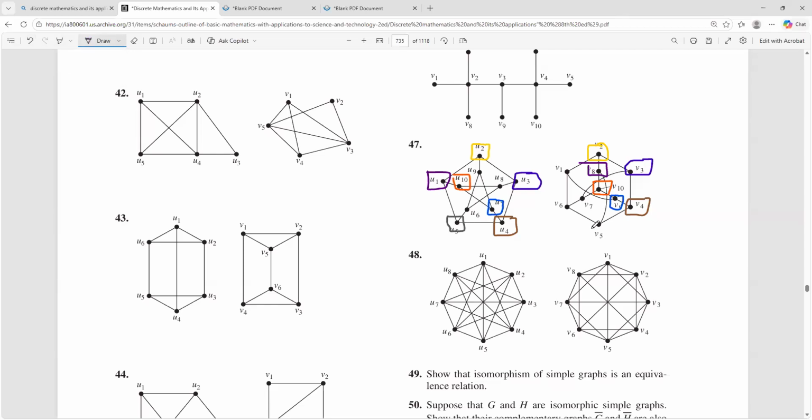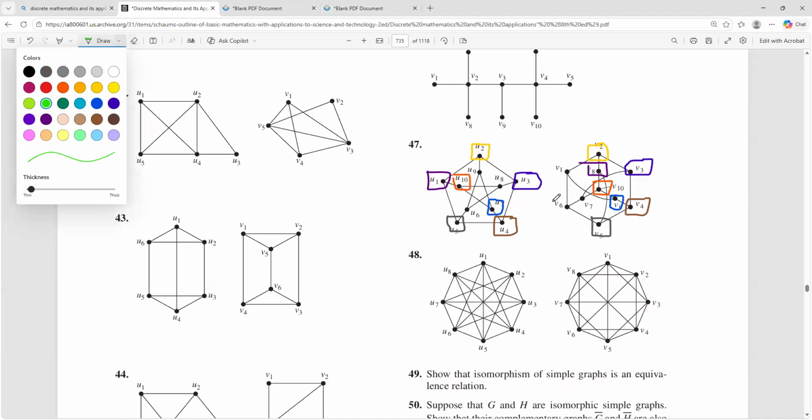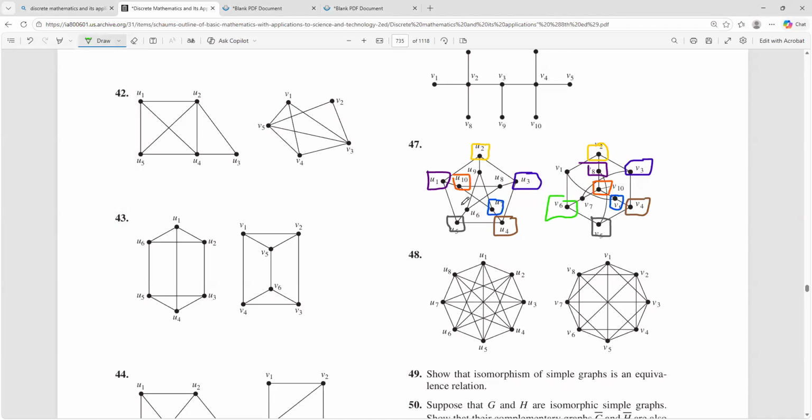So that's gray. That means V5 is gray. U gray, U6. V5 brown. So the other thing, 8. So U6 needs to be connected to V6, U6. Boom. Okay, we're on a roll.